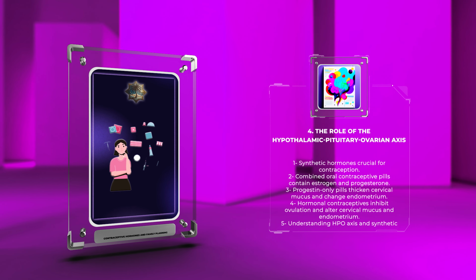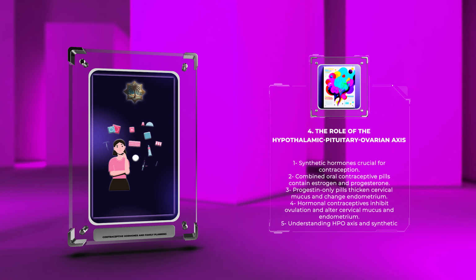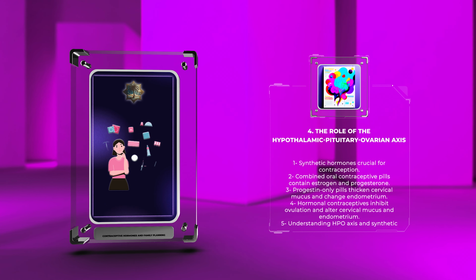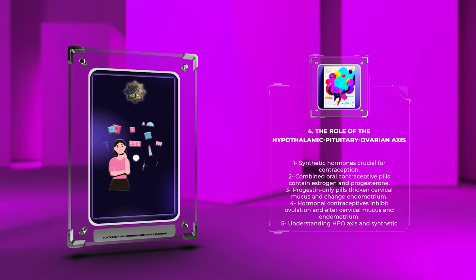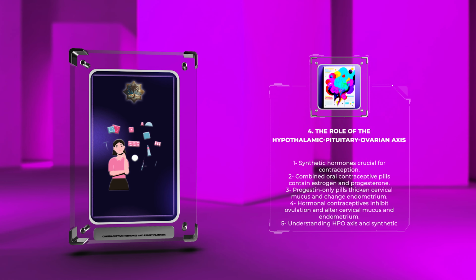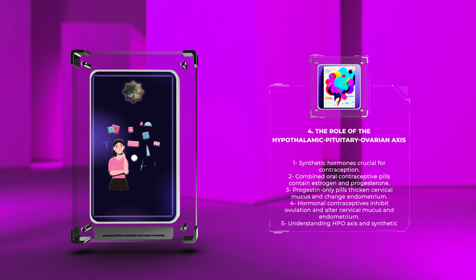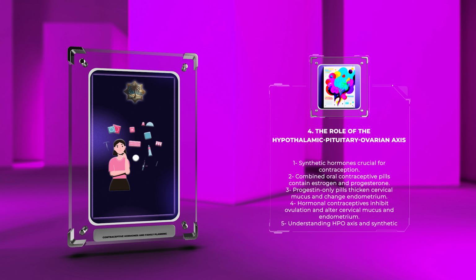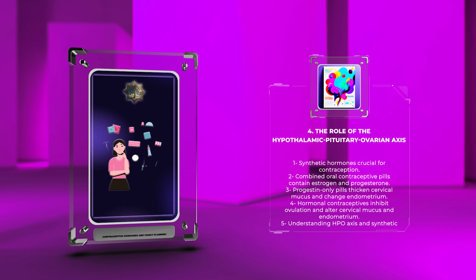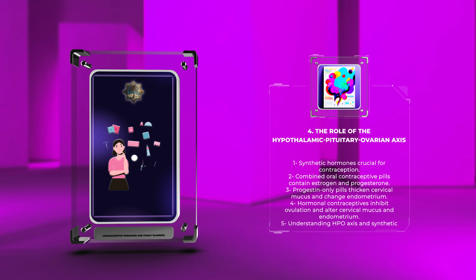Synthetic versions of these hormones, such as combined oral contraceptive pills, contain both estrogen and progesterone. These synthetic hormones act on the HPO axis to suppress the release of GnRH, thereby preventing the surge of FSH and LH needed for follicular development and ovulation. Progestin-only pills, commonly known as mini pills, mainly work by thickening the cervical mucus, preventing sperm from reaching the egg. They also cause changes in the endometrium, making it less receptive to implantation.